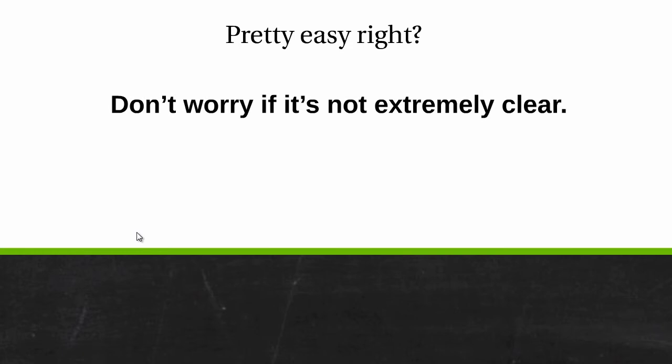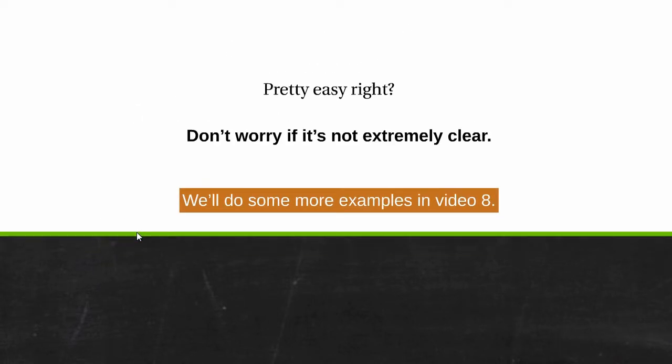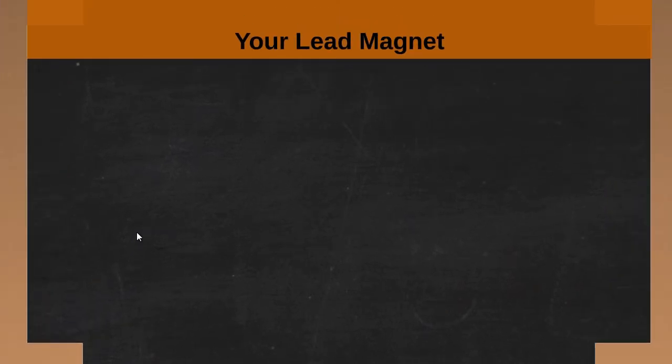So as you can see, this is pretty easy, right? Well, if it's not super clear, don't worry, because we'll actually do some more examples in video 8. And before we get to video 8, of course, I'm going to talk about the last item in the backward funnel method, which is your lead magnet, which is something that you'll want to give away for free in exchange for people to sign up onto your list as prospects, so you can build that list, build a relationship with them, and of course sell your products.